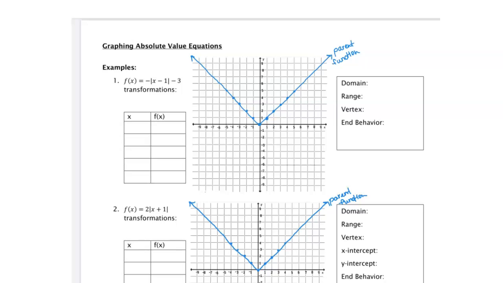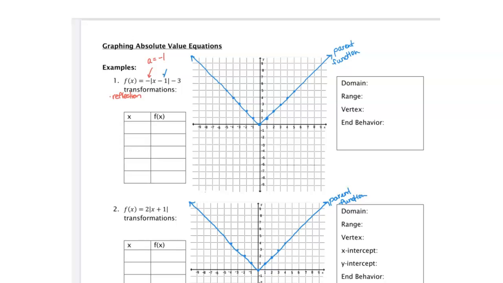All right, so let's graph some absolute value equations. Now, the very first thing that we want to do is something we've done before. We're going to point out the transformations based on the equation that we're given. So let's first identify our A. Our A, we have a -1. So that means that we're going to have a reflection because our A value is negative.